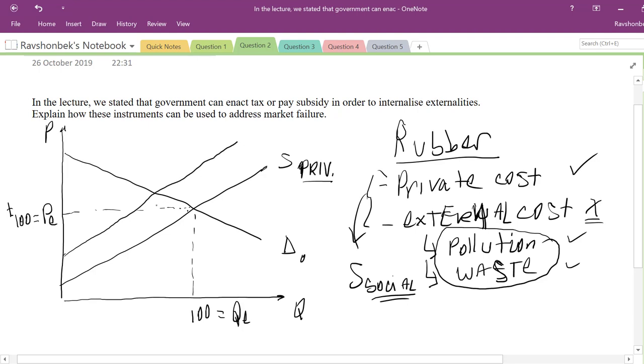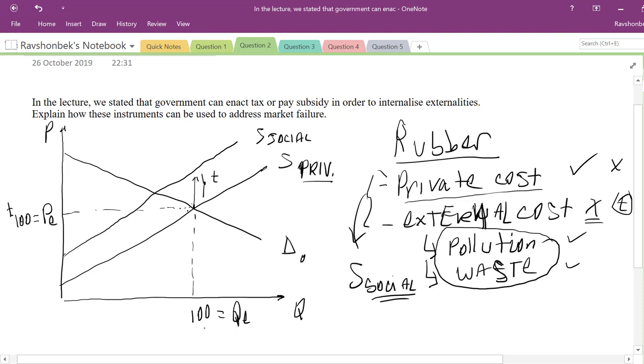So this is basically a shift. Let's call it S social. This is a shift, isn't it? To the left usually, because now on top of the private cost, let's say this is cost of some X amount, we are adding some T amount. That shifts our supply by a T amount. Let's say T could be any £100 or £10, let's say £5.